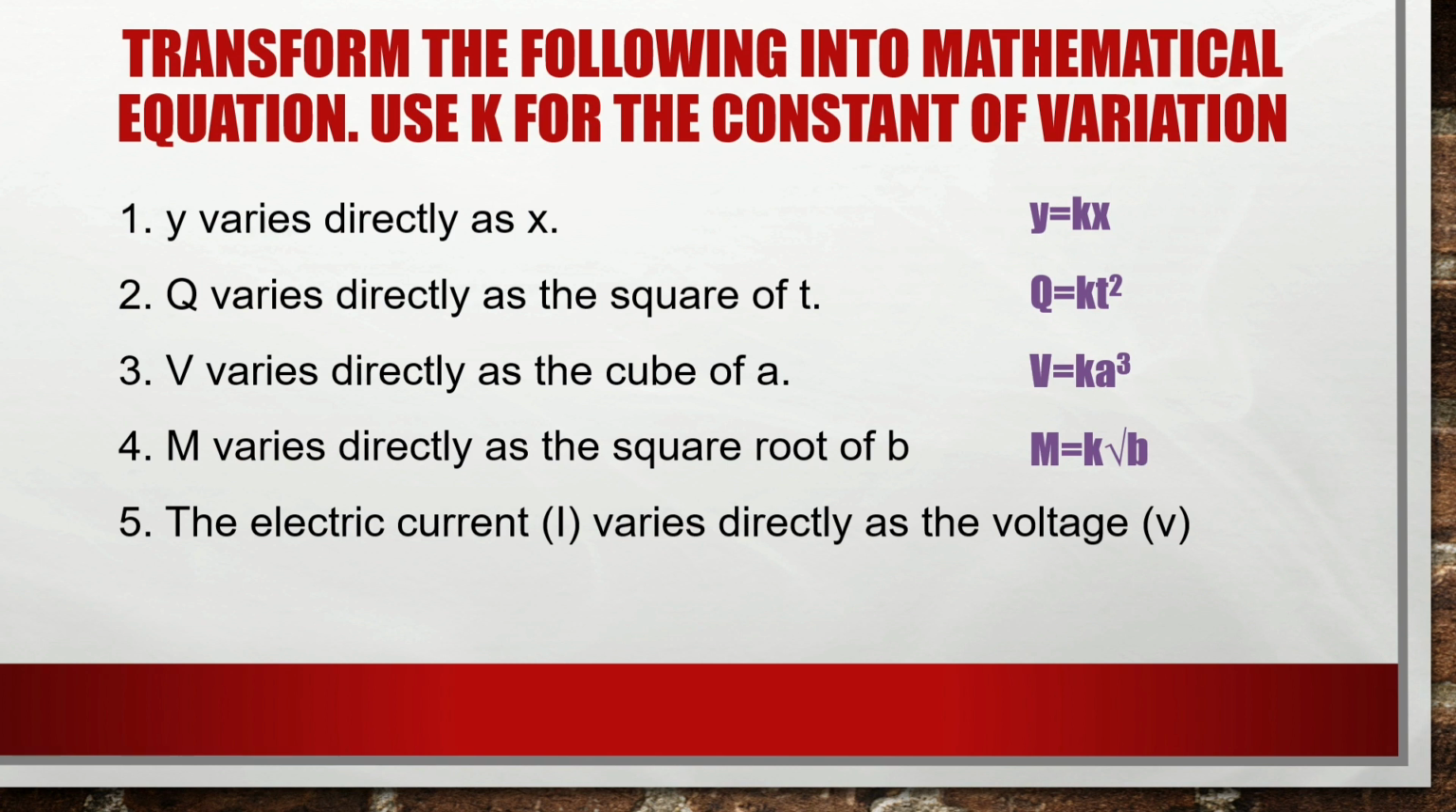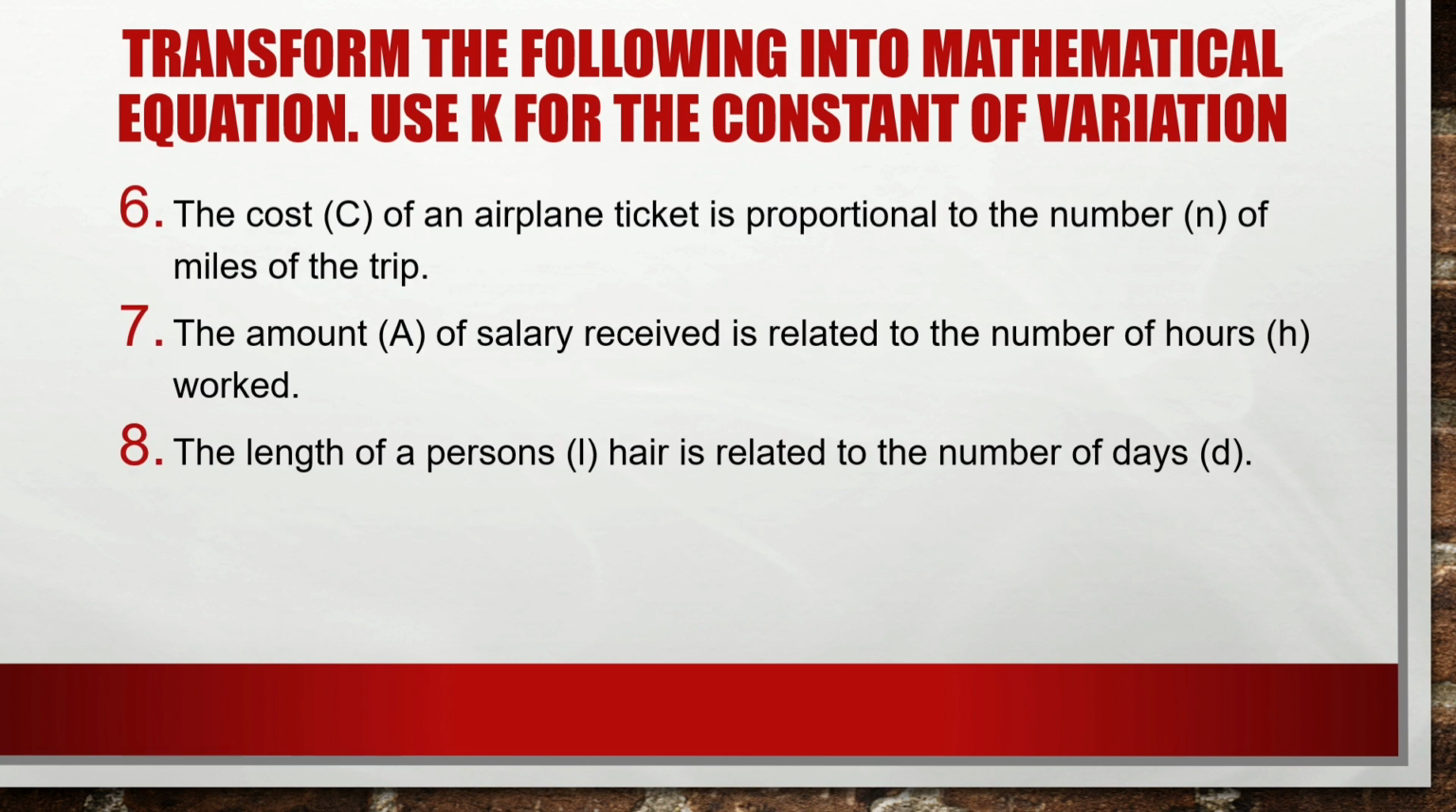Number 5, the electric current I varies directly as the voltage B. That is, I is equal to kB. Number 6, the cost C of an airplane ticket is proportional to the number N of miles of the trip. That is, capital C is equal to kN.